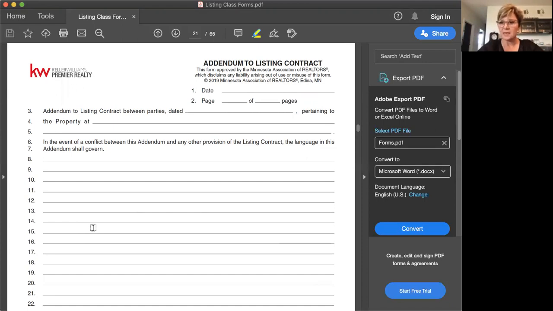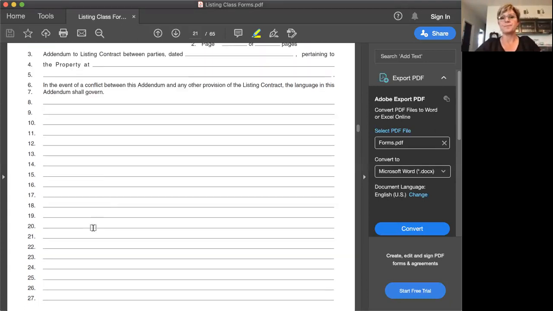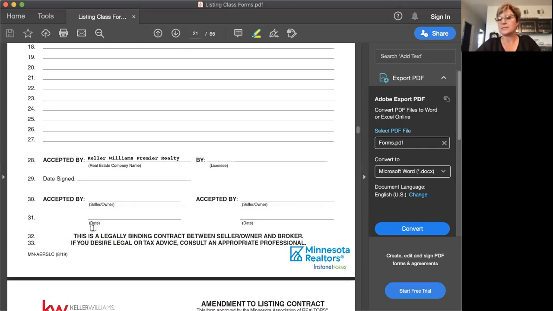Okay, so the date of the contract, if I am adding something the day that I'm with the seller, I'm going to do it on this addendum. Okay, and then again, they would sign and I would sign.